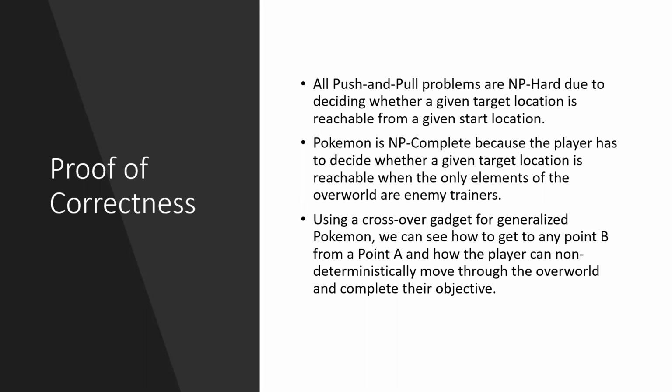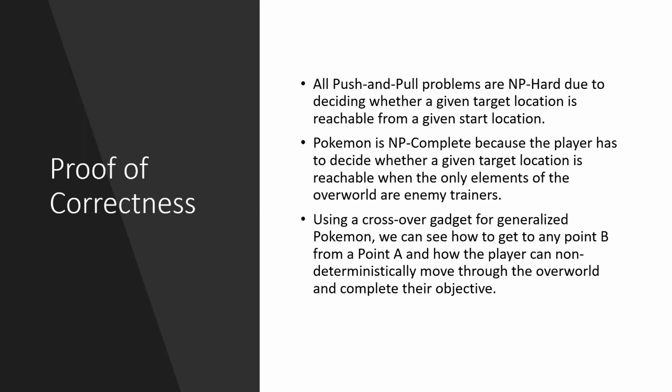Here's the proof of correctness. All push and pull problems are NP-hard due to deciding whether a given target location is reachable from a given start location. Can I get to point B from point A with the paths that I'm given? Strong trainers, weak trainers. Can I get to point B without seeing a single strong trainer?